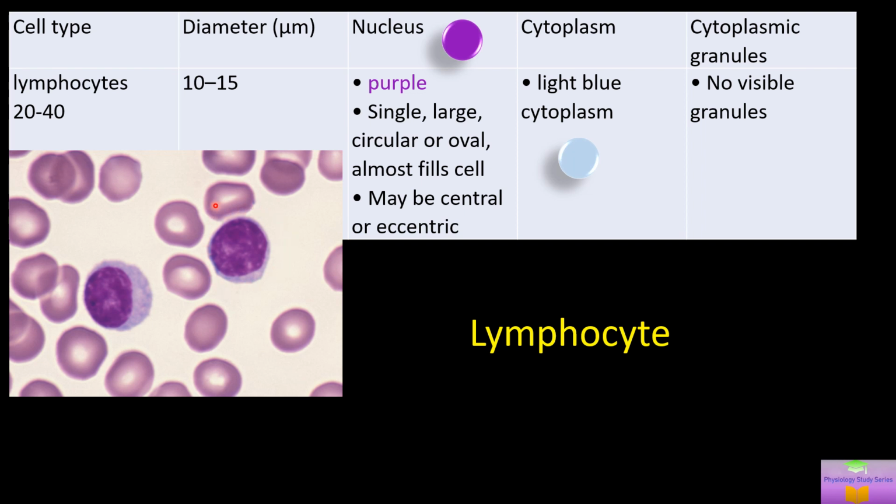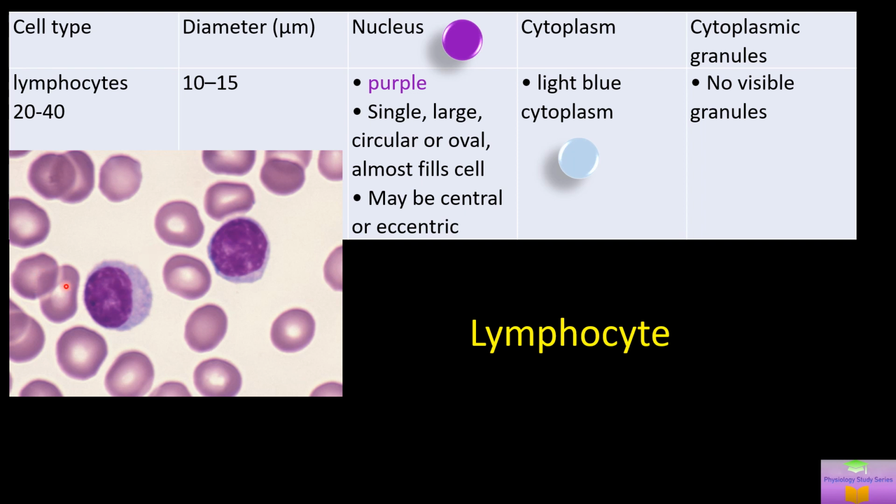Under oil immersion objective, a lymphocyte is identified by the presence of a purple colored nucleus which is single, large, circular or oval, and almost fills the entire cell. The location of the nucleus may be central or eccentric. And the cytoplasm is light blue in color and is present only as a peripheral rim. There are no visible cytoplasmic granules in a lymphocyte.